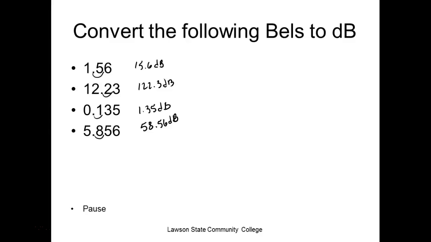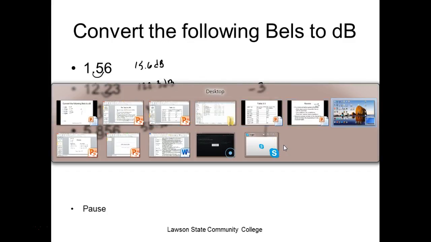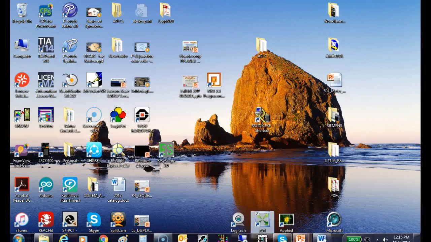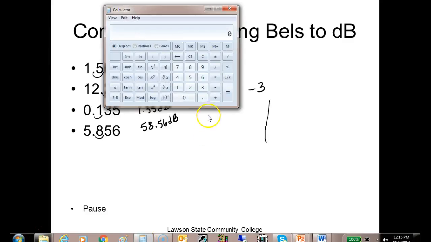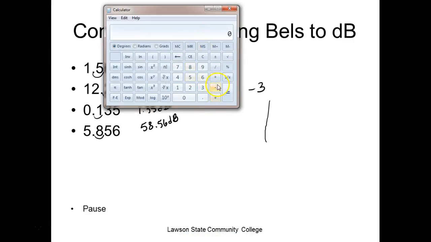By the way, on your calculator, just for the heck of it, let's put -3 and do 10 raised to the -3. So on this calculator, it looks like I closed out my calculator. It should have come up with minus bels. So I'm going to put -3.